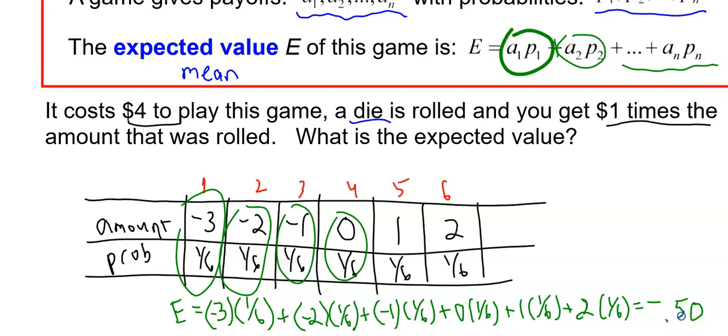Think about this in terms of money. You're losing 50 cents every time you play this game. On average, you're losing 50 cents. You're never actually losing 50 cents. You're either gaining $1, gaining $2, breaking even, losing $1, losing $2. But if you played this game 10 times, you'd probably lose about $5. If you played it 100 times, you'd lose about $50, right?